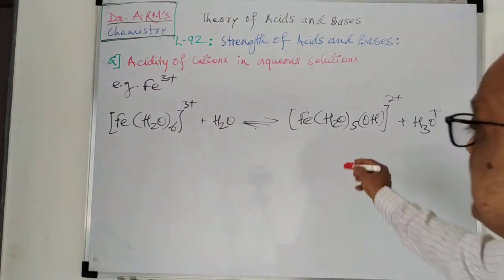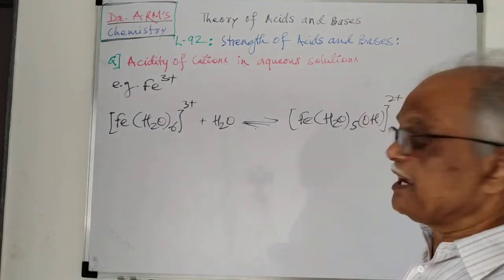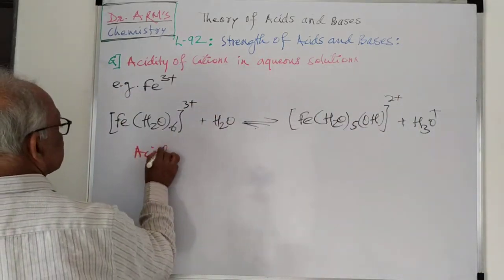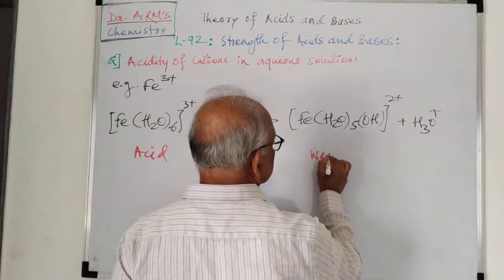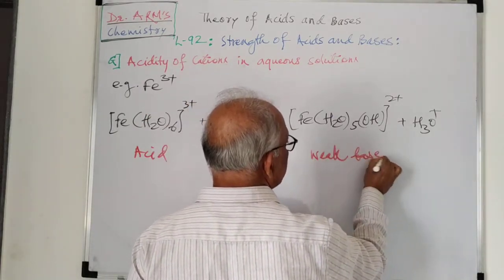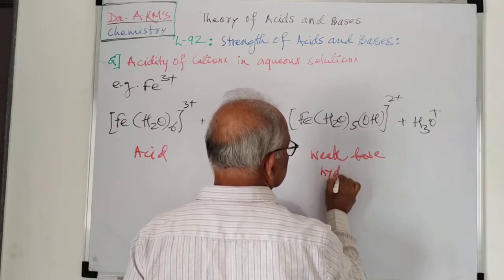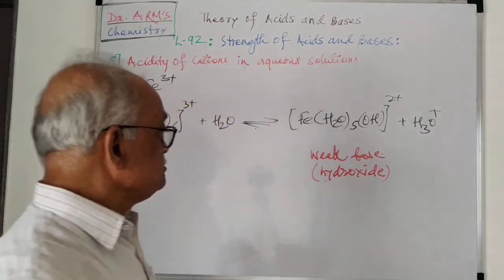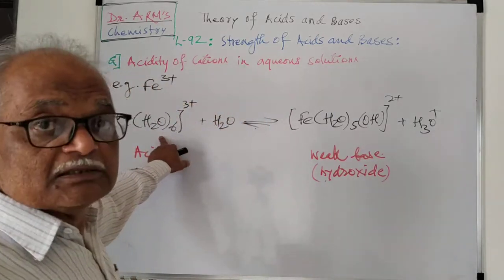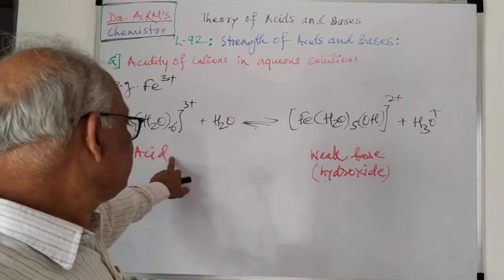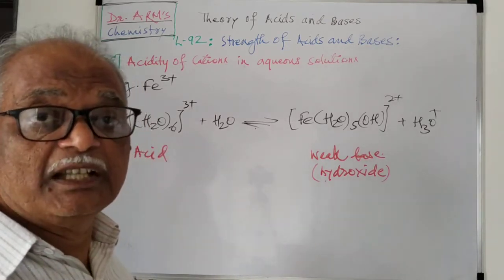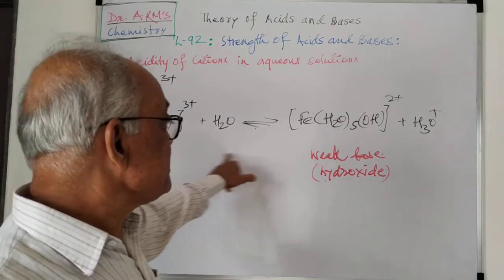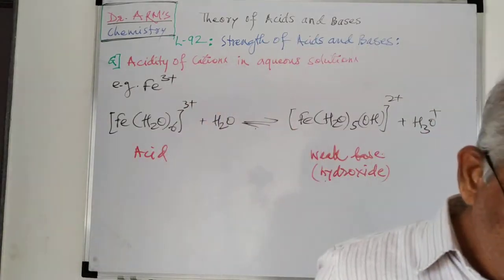So here you will find that this is hydroxide and it is a weak base. So this is the acid, and this is the weak base, that is hydroxide. This is conjugate acid-base behavior as we have seen in the Lowry-Bronsted concept. So this is the acid and its conjugate base.